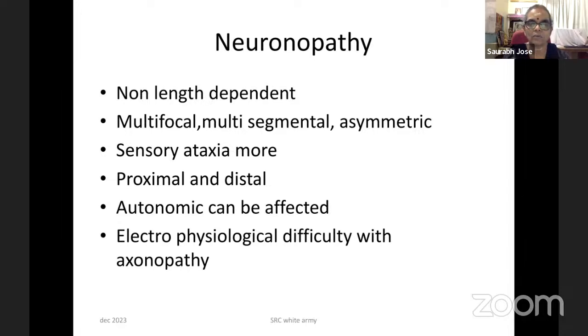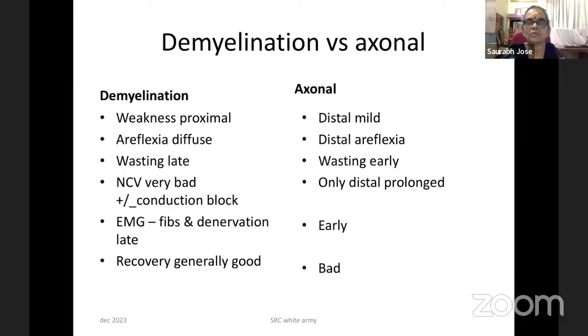Sensory ataxia is common. Mostly, other than sensory impairment, they have sensory ataxia. It is both proximal and distal, and autonomic can be affected. Electrophysiology can be misleading. It can apparently show normal amplitudes and conduction, so electrophysiologically it gives a false impression. Next, is it a neuronopathy or not? Those are the features. If features like non-length dependent, multifocal, multi-segmental, sensory, autonomic are there, then you think it's a neuronopathy.